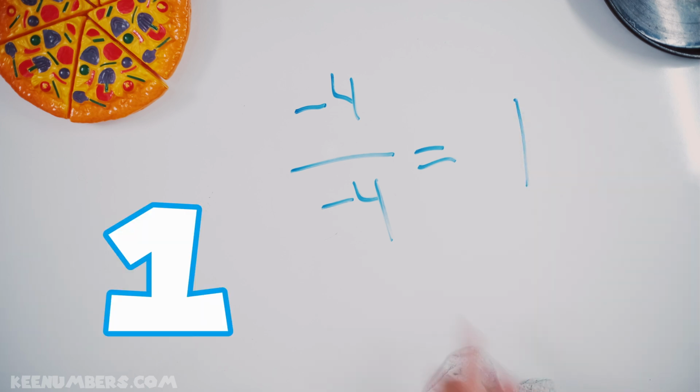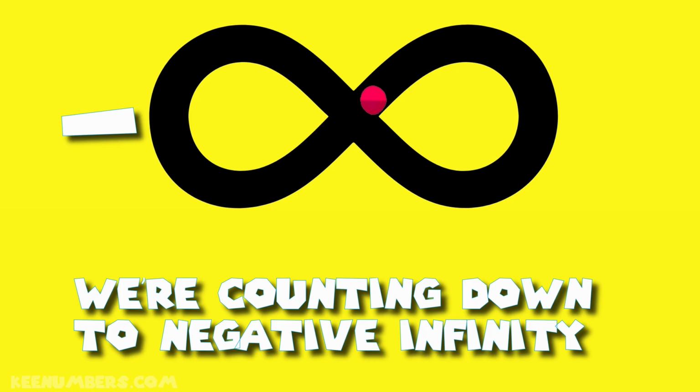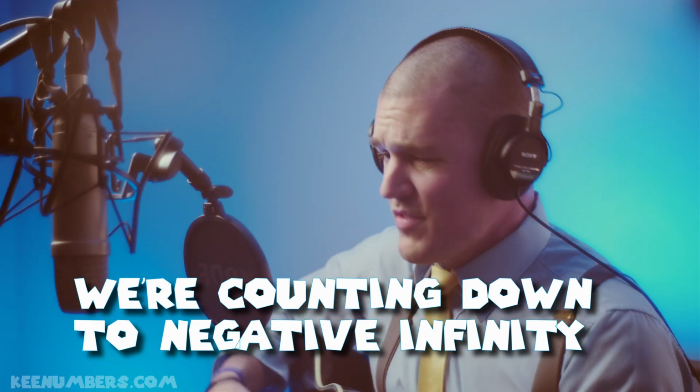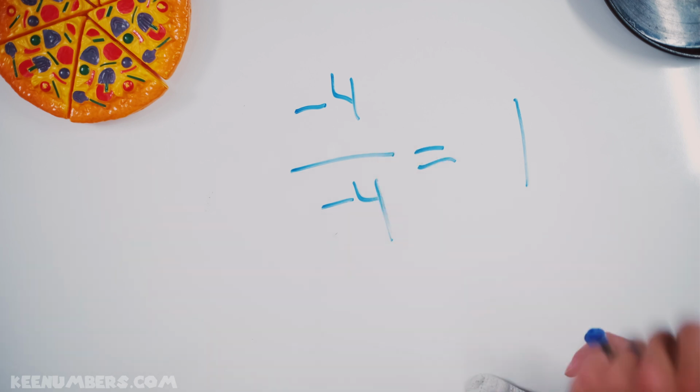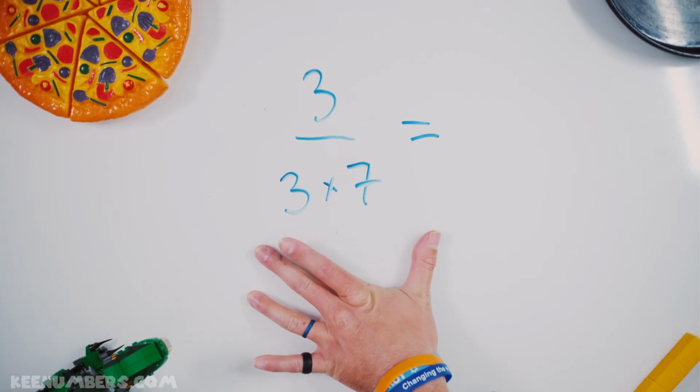So even if it's -4? Negative numbers, down to negative infinity. We're counting down to negative infinity. Stop. You better review negative numbers if you need to. That is linked below.